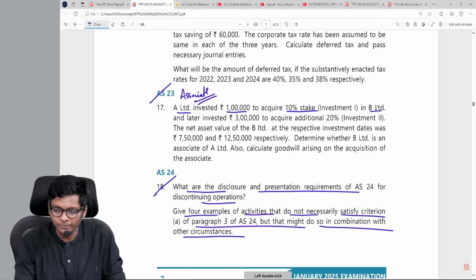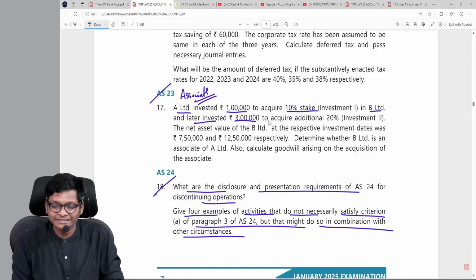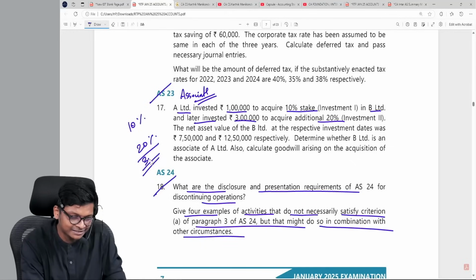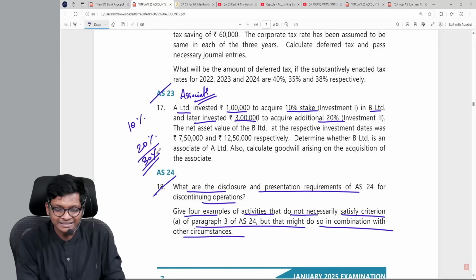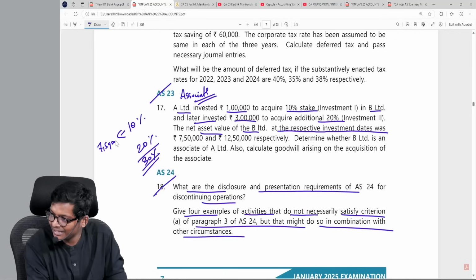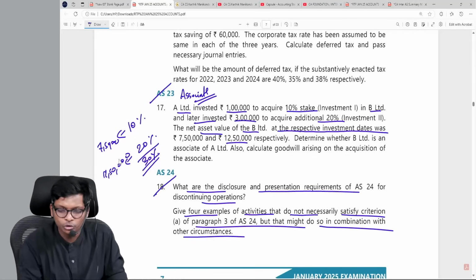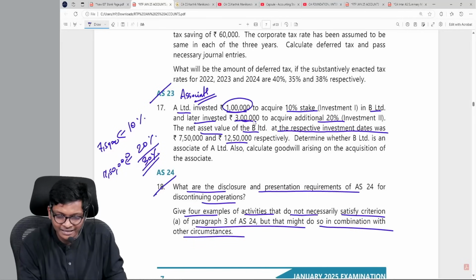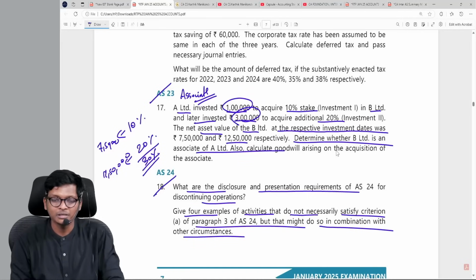20% whatever, 10% in B Limited, and later again invested 3 lakh to acquire another 20%. That means first they had 10%, then they purchased 20%. Totally they purchased 30%. The net asset value of B Limited at the date of respective investment was, first 10%, the value is 7 lakh 50 and 12 lakh 50 when you purchased 20%. Are you following, guys? And they invested 1 lakh and 3 lakhs. They're asking you to find goodwill or capital reserve.